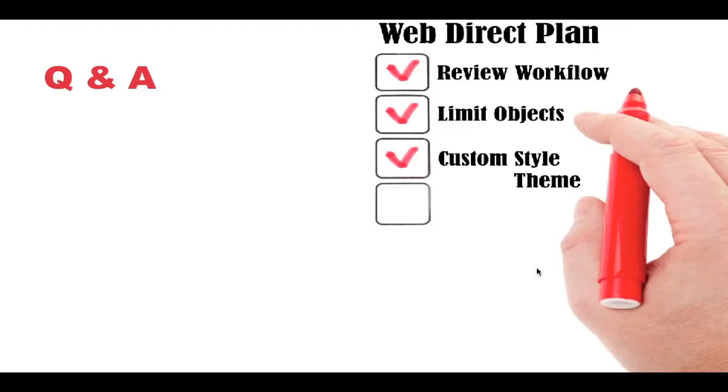We've got the overview of what we had. We reviewed the workflow. We limited the objects. Why? Because there's XML under each one, and then you do custom themes and shared styles, and that is a huge part of efficiency. Right, Mr. Ryan? Yes, sir. So what do we got for questions coming in from people?